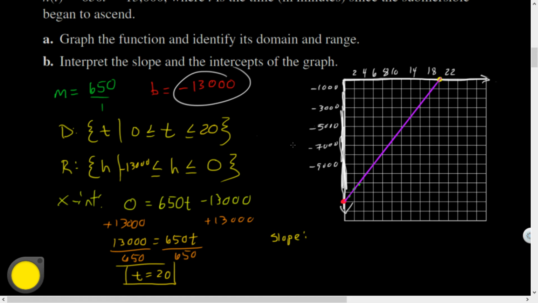The slope was 650 over 1. That means the sub was rising 650 feet per 1 minute. Right? That's what that means. The steepness of the line was the rate at which it was rising. And that's one of the things that will help us with word problems: slope is going to have this per concept in it. It's the rate. It's going to be the y unit change over the x unit change.